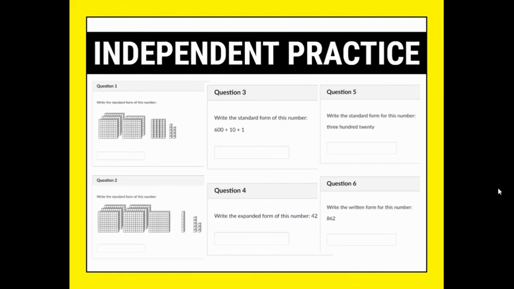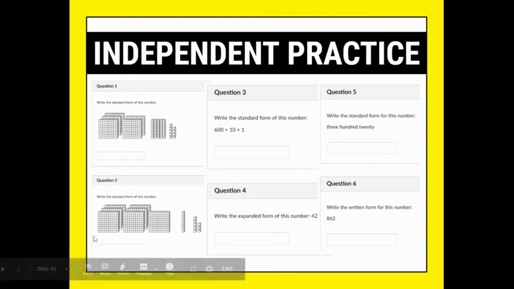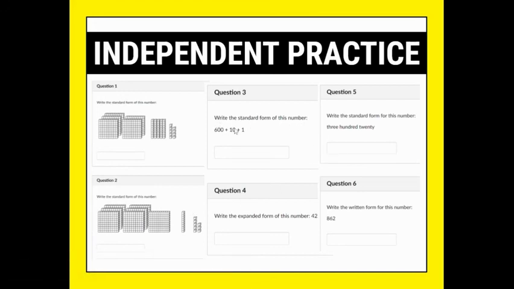All right, so the last thing you have to do today is another online practice on Canvas. So it's going to give you some pictures of numbers using base 10 blocks. You just write the number in there. Same with the question number 2. Question number 3, it says write the standard form of this number. So remember, the standard form is just the regular old number. So I give you the expanded form, and then you'll write the standard form in the box.